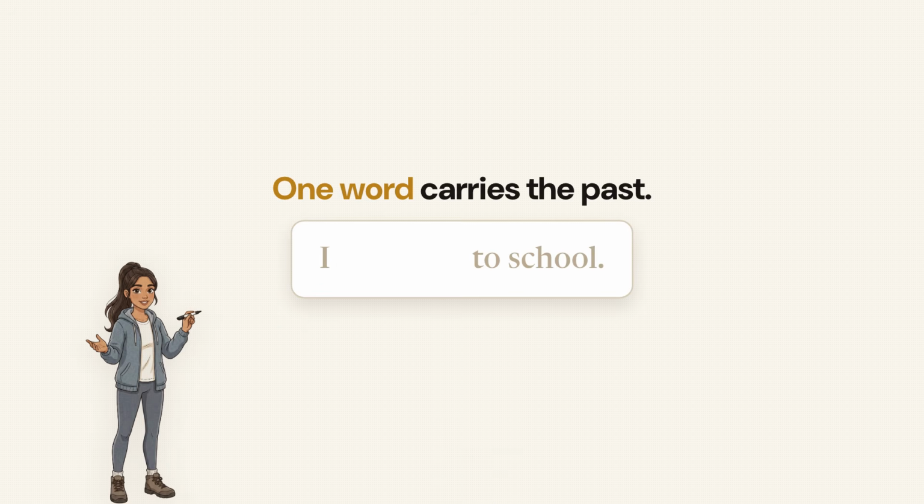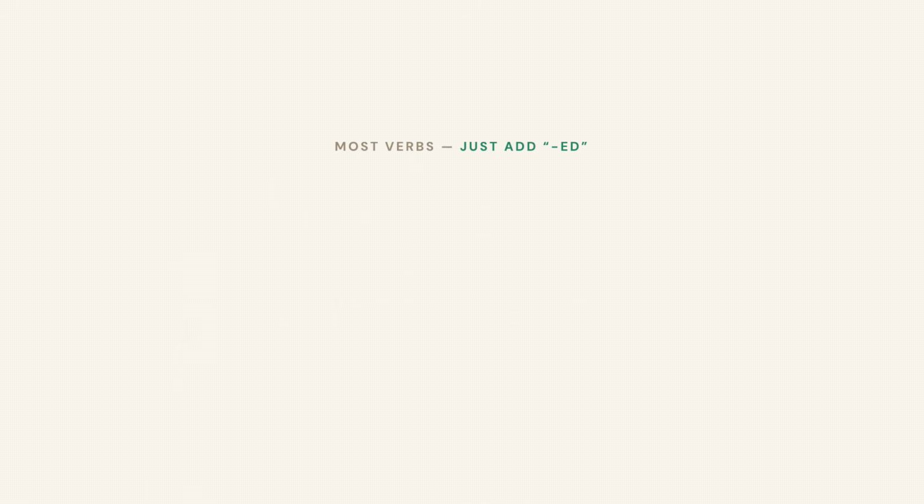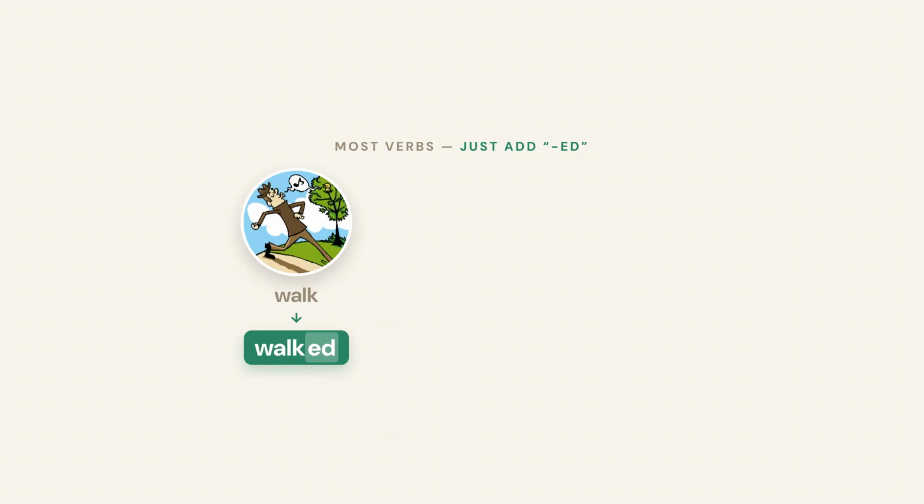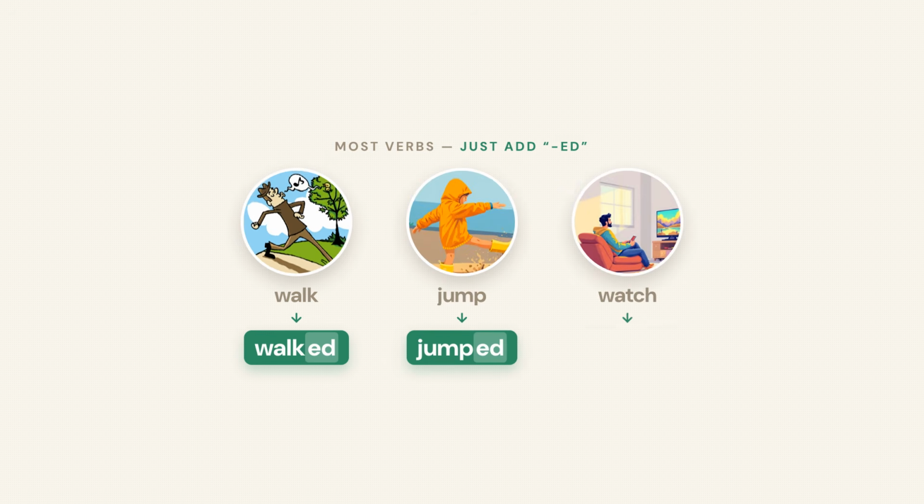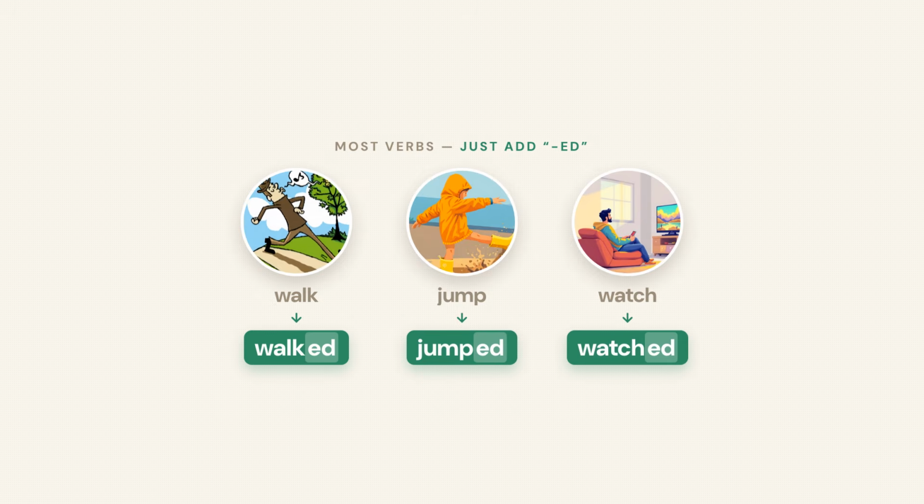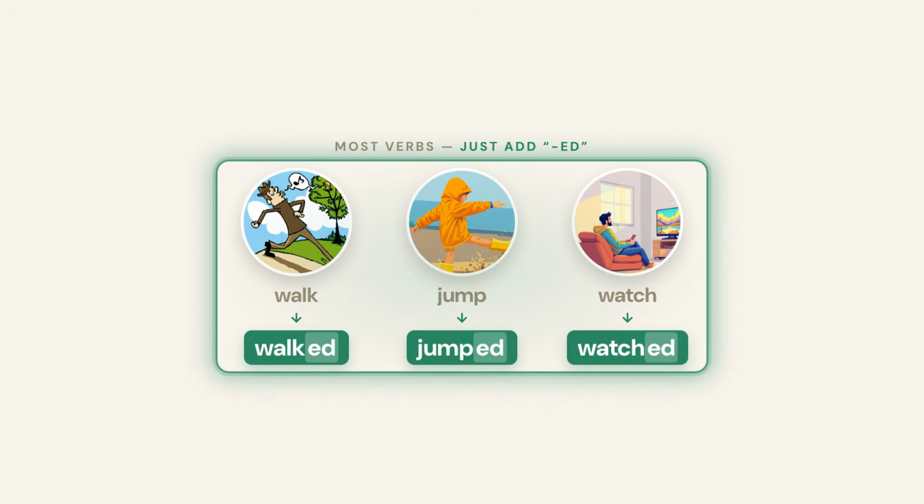How do you actually change the verb? Most verbs are easy. To put them in the past, you just add ed. Walk becomes walked. Jump becomes jumped. Watch becomes watched. That's the whole rule for most verbs. Add ed to the end.